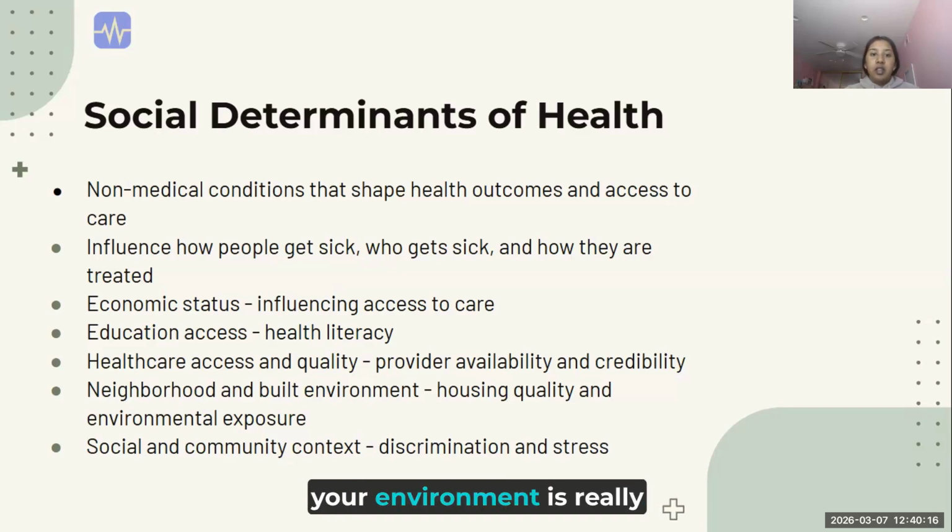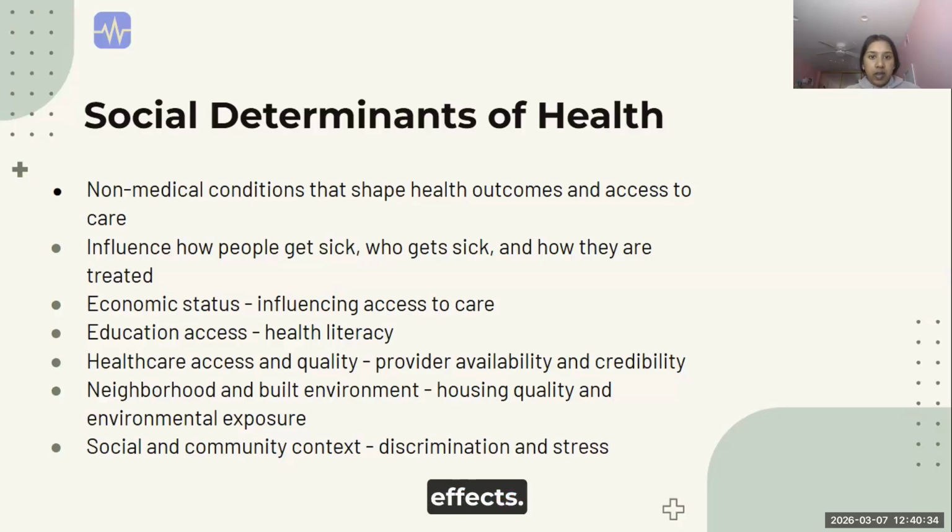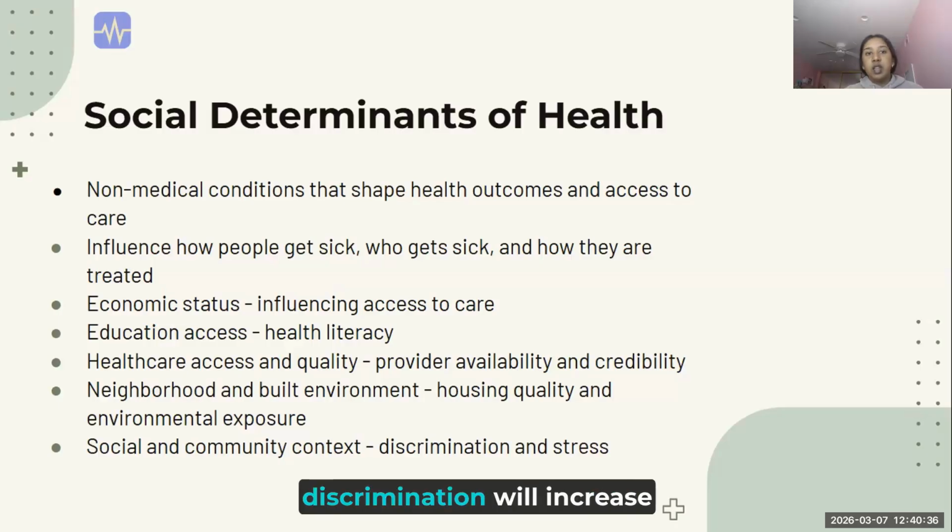Additionally, your environment is really detrimental, as housing quality, pollution exposure, food access, and safety all impact long-term outcomes. Finally, social and community context, including discrimination and chronic stress, has measurable psychological effects. Long-term exposure to discrimination will increase stress hormones, inflammation, and the risk of chronic disease. So when we talk about health inequities, we're not just talking about individual choices, we're talking about systems that shape opportunity and outcomes.